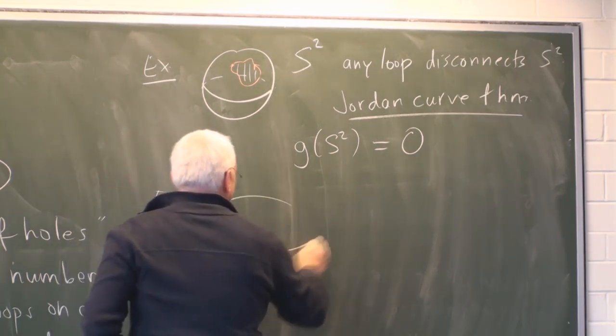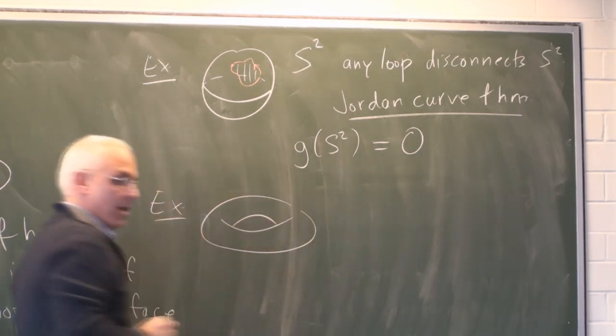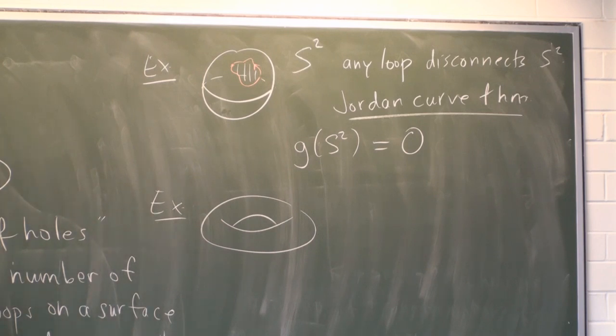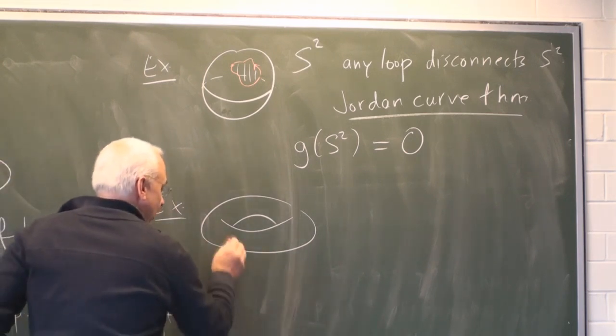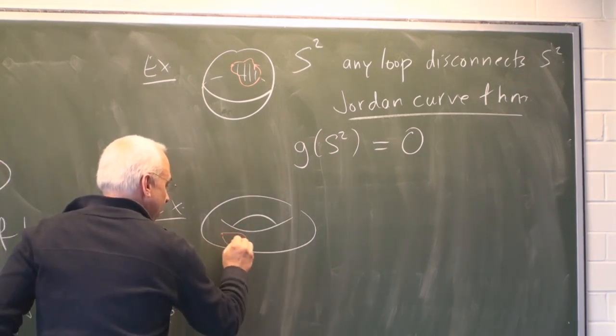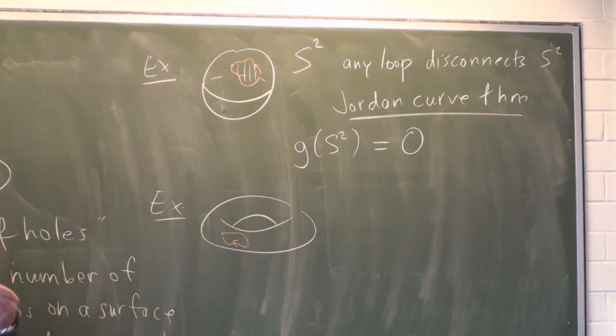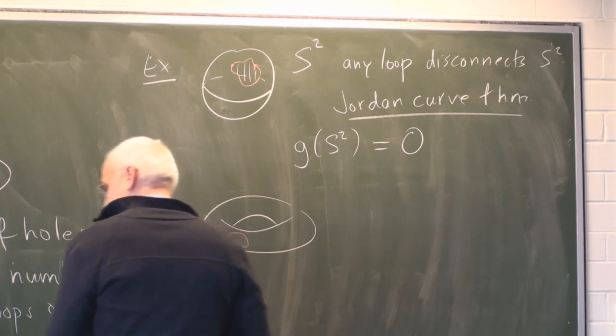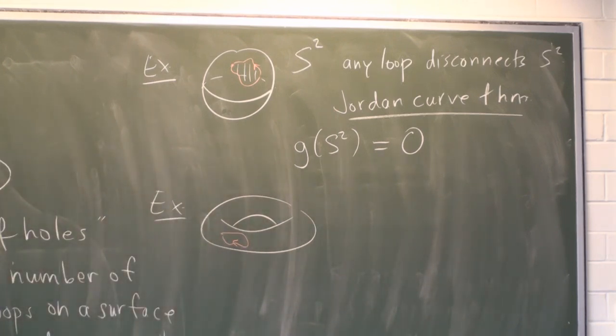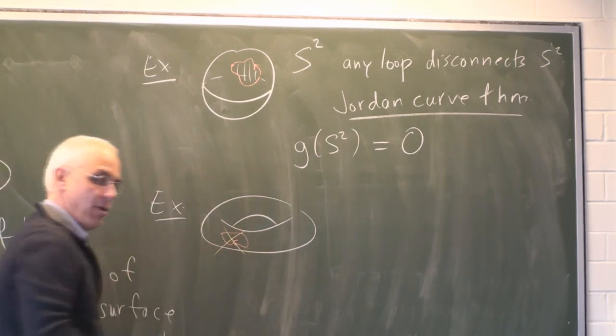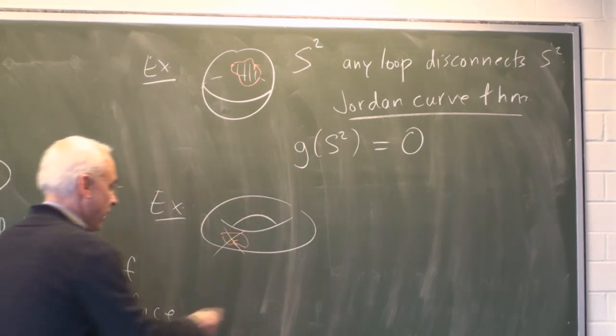How about just now for our torus? Well, now you have to be a little bit careful. If you draw the loop like this, then it will separate it into two. So we don't want to do that, because we want to try to keep it connected, so we're not going to do that. But what you can do is you can draw the loop in this way.